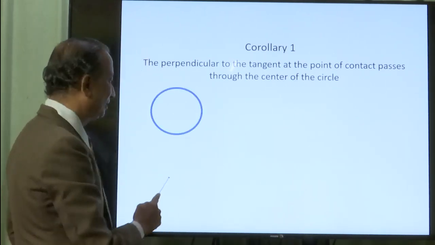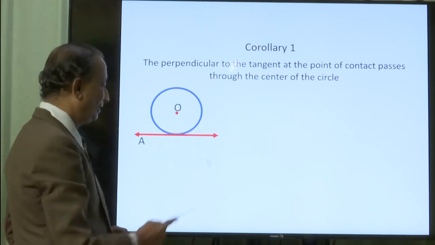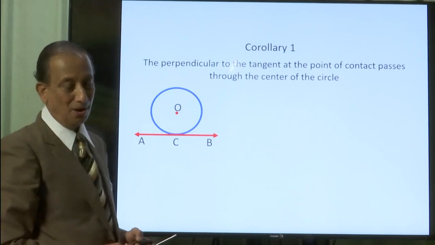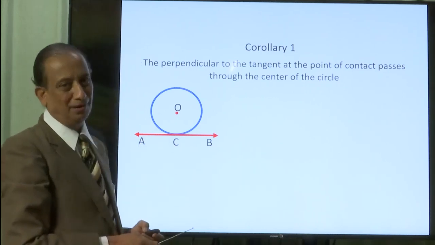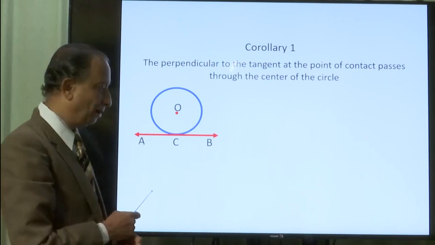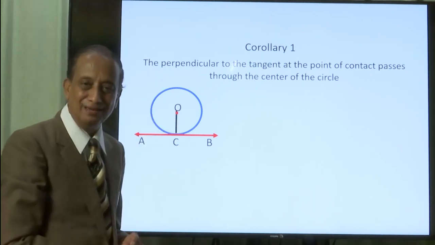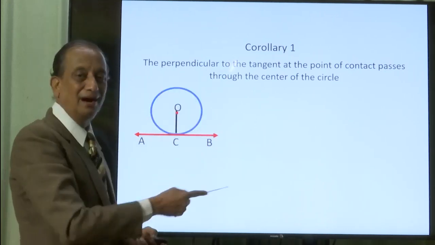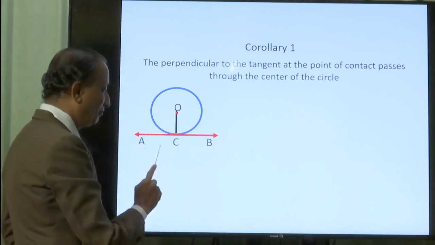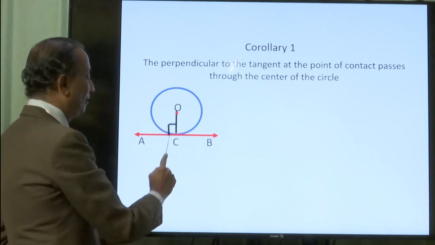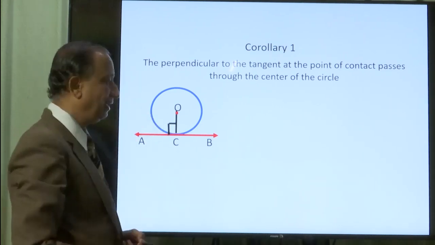I think this figure will help us to understand this. Here is a circle, this is the center, let us call it O. Here is a tangent, call it AB, and this is the point of contact. Now with the help of compasses or protractor, whatever may be, you draw a perpendicular at this point of contact. If you draw a perpendicular at this point of contact like this, it will definitely pass through this center only, and this is called a corollary, the first corollary to the 4.1 theorem. So this is the tangent, this is the point of contact, this is the perpendicular we have drawn. This is the symbol for 90 degrees, and this CO will pass through the center of the circle.